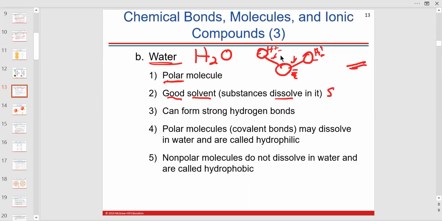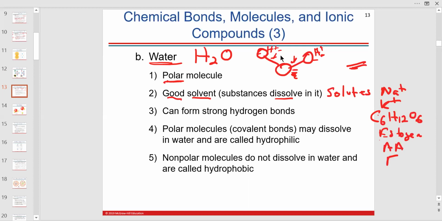What are solutes? Let's talk chemistry. Solutes: sodium, potassium, glucose, hormones like estrogen, amino acids. I can go on and on. Fatty acids, cholesterol, all those things are in the water. Some of them dissolve better than others. Like I said, fatty acids. That's not going to dissolve in water so easy.